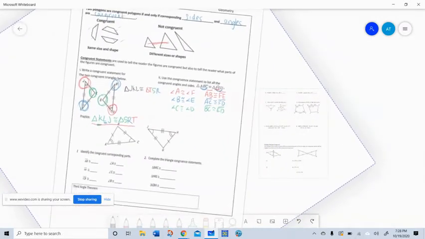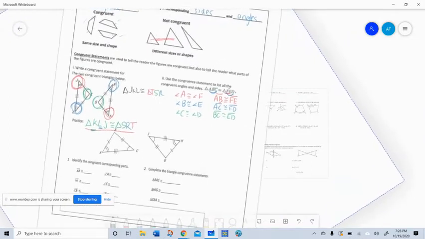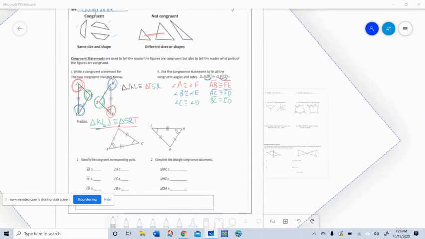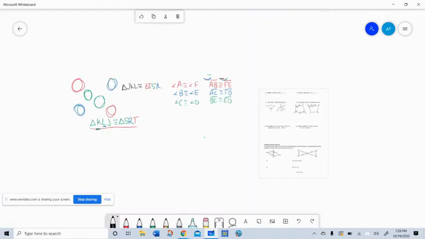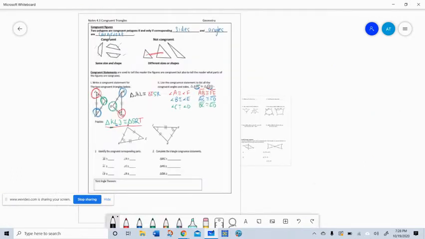There we go. It's kind of weird, but it'll work, as long as I don't mess it up anymore. Okay, so let me see if I can get out of that. So I would like to identify those corresponding parts. Here's what I was trying to do.